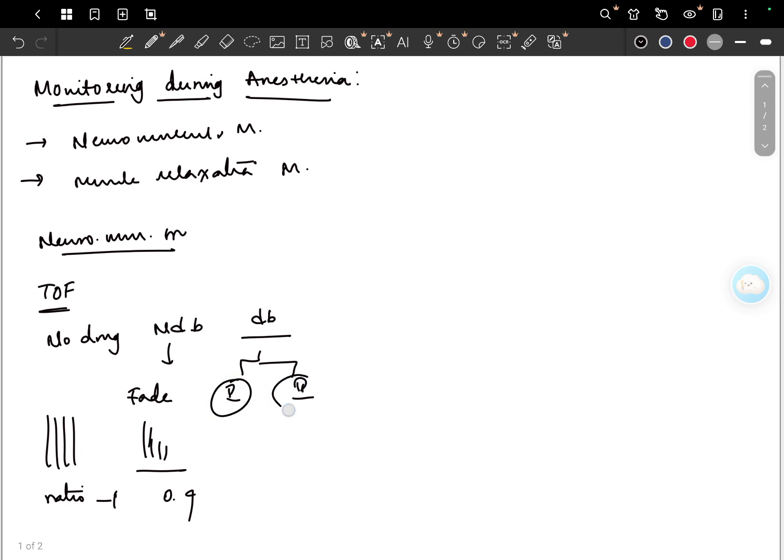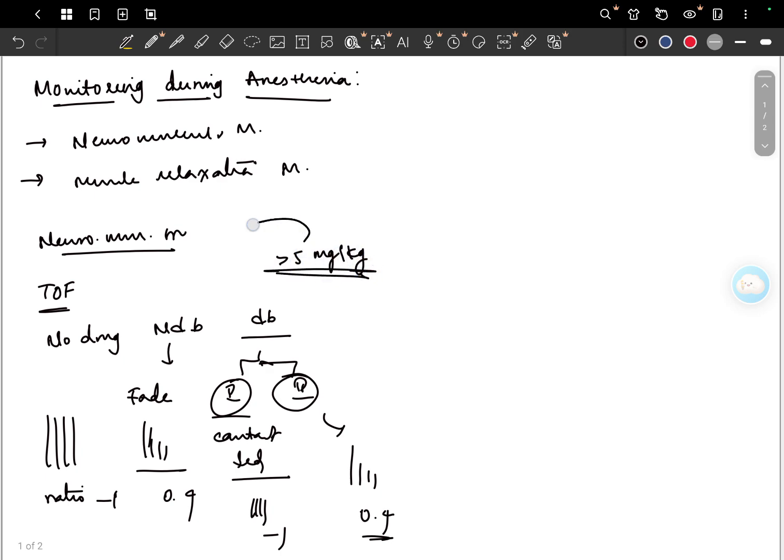Then in phase 1 and phase 2, first we have constant, but it is diminished or decreased, like only short lines will be seen. And here ratio is again 1. And in phase 2 we have fade again, so we'll have ratio as 0.4 here now. If the dose is greater than 5 mg per kg, then it will again enter into non-depolarizing block and we'll see fade. So this is how neuromuscular monitoring will be done.